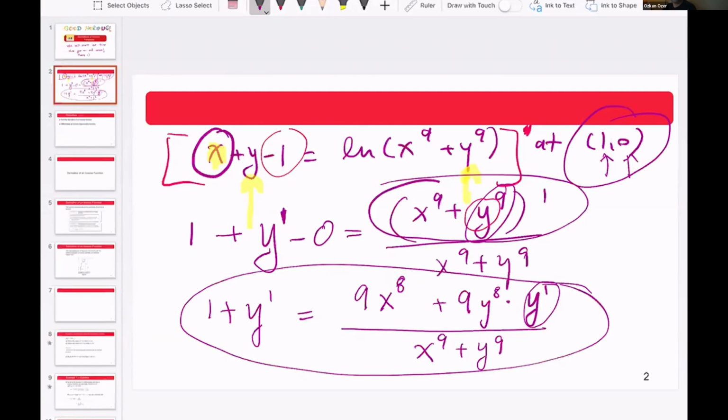If not, just put it in the chat box. I didn't finish the whole thing, but again, from this moment on, you're just solving for y prime. That's it. Okay. All right, great.